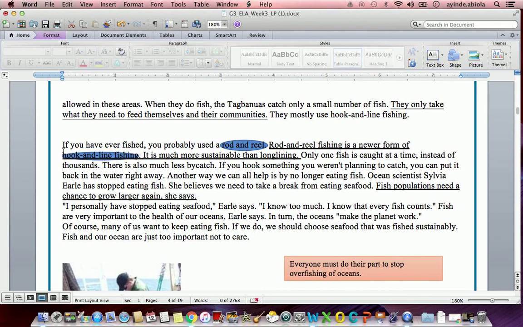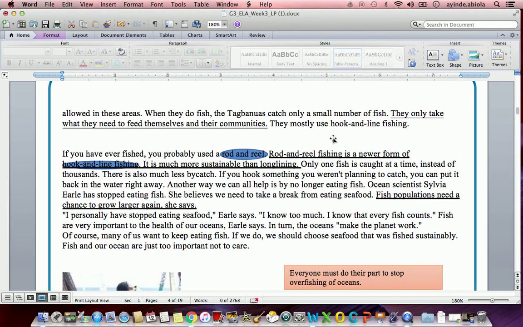It says, if you have ever fished, you probably used a rod and reel. Rod and reel fishing is a newer form of hook and line fishing. It is much more sustainable than longlining. Only one fish is caught at a time, instead of thousands. There is also much less bycatch. If you hook something you weren't planning to catch, you can put it back in the water right away.